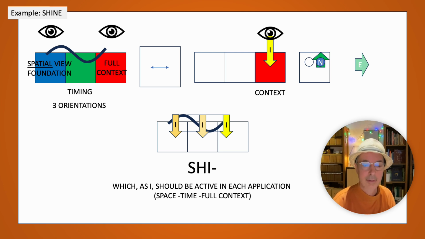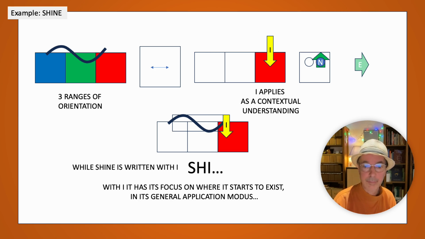So we know that, that's the theory. It says so. It should be active, and it should possibly be activated in each of these frames of orientation, space, time, or the full context. But of course, it's expressed as E. It's written as E.